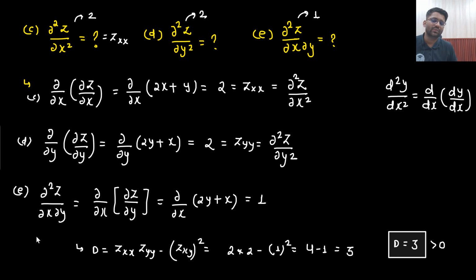You need to find out del square z by del x del y. So del z by del y you have already done. So del by del x you have to find out. So del by del x of 2y plus x is coming out to be 1 only. Understandable? You need to differentiate 2y plus x with respect to x. So this will give you 0 and this will give you 1. That's the answer. Understandable?